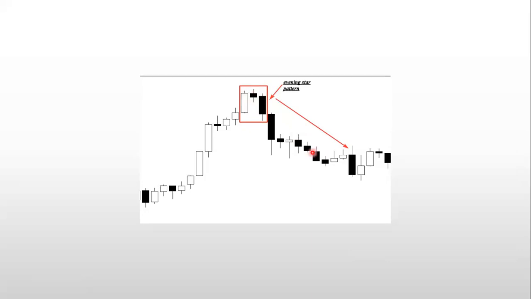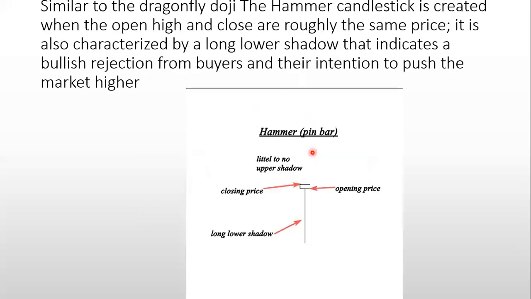We have the hammer or the pin bar. The hammer and the pin bar is just like the dragonfly, just that the bar is lengthier than that of the dragonfly. It's also characterized by this long shadow that indicates the bullish rejection from buyers and the intention to push the market higher. So we have the opening price and the closing price, with little or no upper shadow, but below we have a long lower shadow.